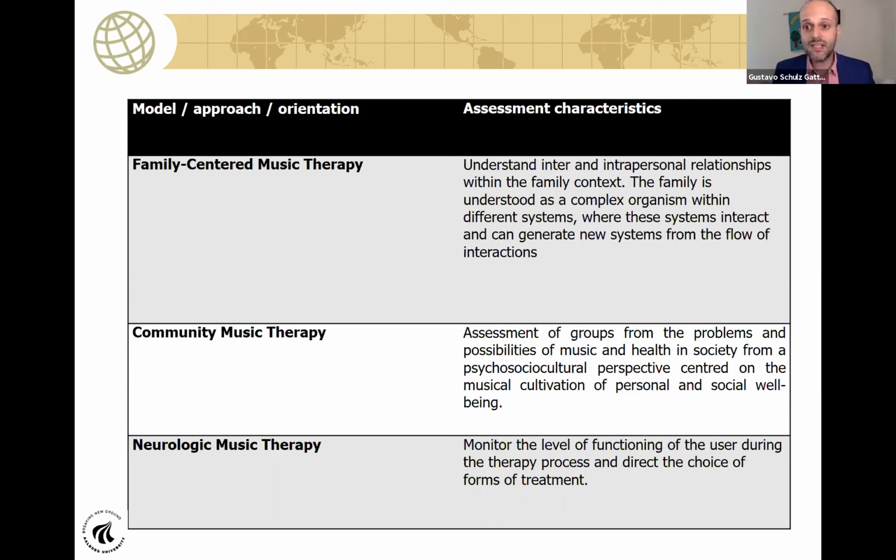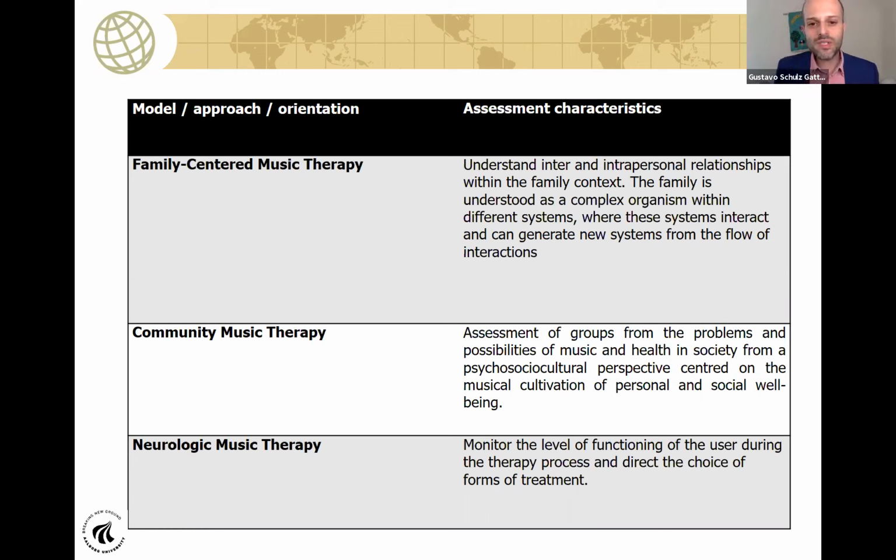So we have the family-centered music therapy, which understands the inter and interpersonal relationships within the family context. The family is understood as a complex organism within different systems, where these systems interact and can generate new systems from the flow of interactions.